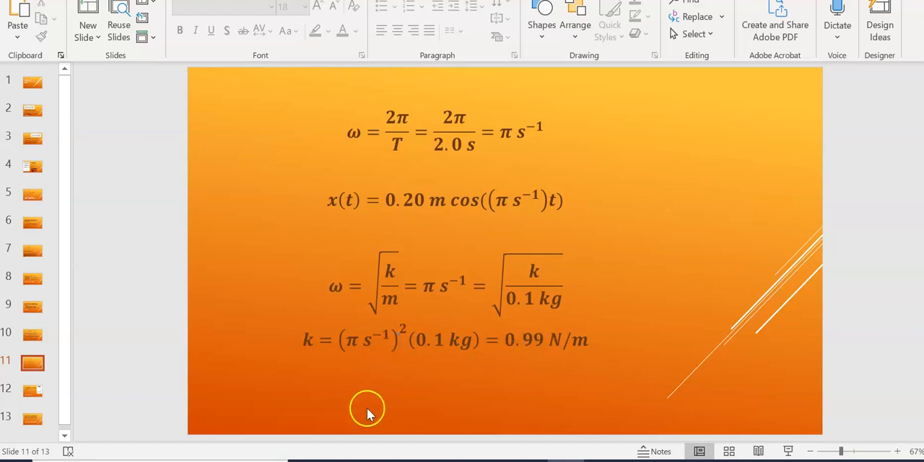When I multiply all that out, I get a spring constant of almost 1. So it's 0.99 newtons per meter. So that's my spring constant, okay? So that's all there is to it.